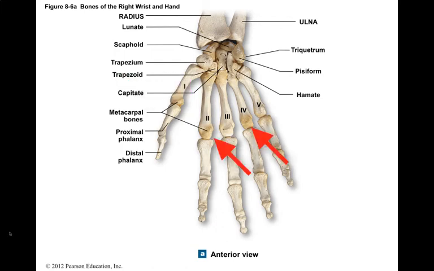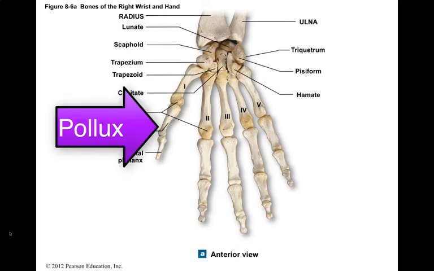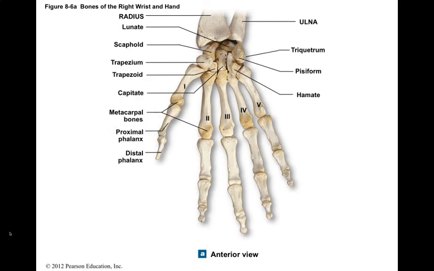Distally, the metacarpal bones articulate with the proximal finger bones. Each hand has 14 finger bones or phalanges. The first finger bone, or the thumb, is known as the pollex and has 2 phalanges, proximal and distal. Each of the other fingers has 3 phalanges, proximal, middle, and distal.